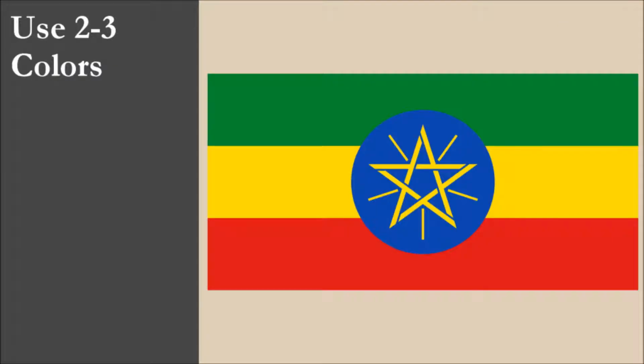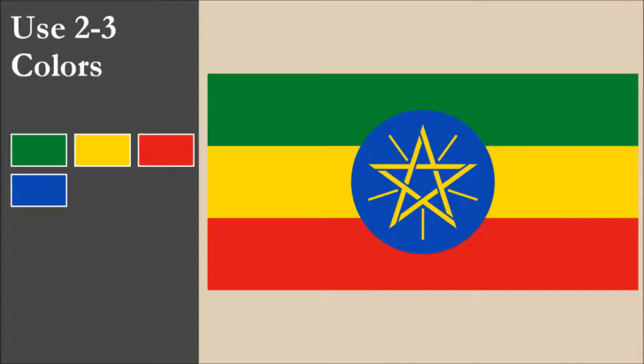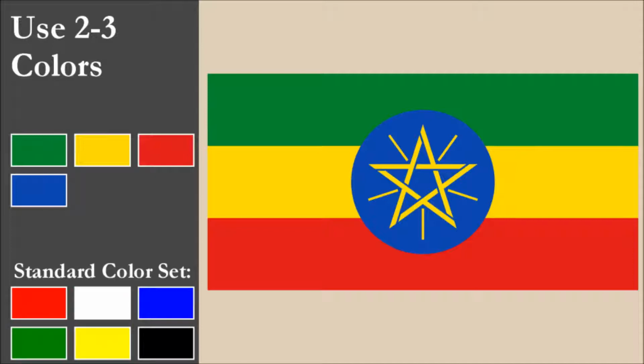The flag has 4 colors. Those are green, yellow, red, and blue. That's 1 color more than the recommended maximum of 3. All 4 colors are part of the standard set.